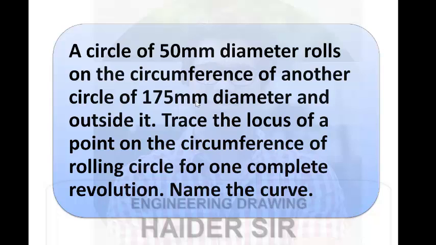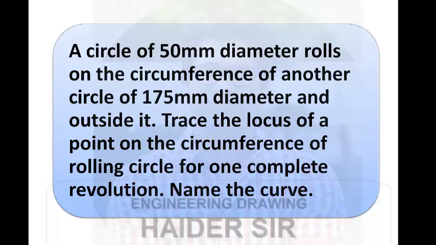So friends, the circle whose diameter is 50 mm is rolling on the circumference of another circle of diameter 175 mm. First we will determine the value of theta, and theta will be equal to 360 degrees multiplied by the radius of the smaller circle divided by the radius of the greater circle. So the value of theta will be equal to 102 degrees 0.83, or 85 minutes something.